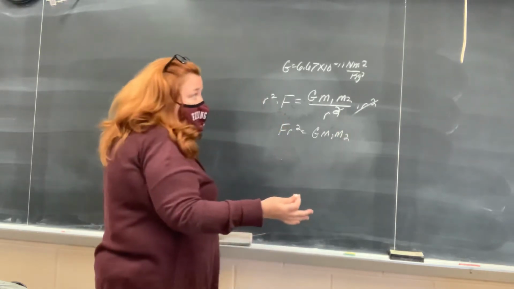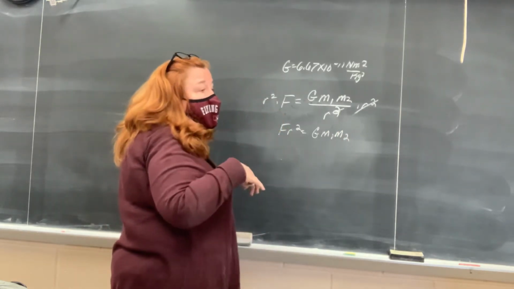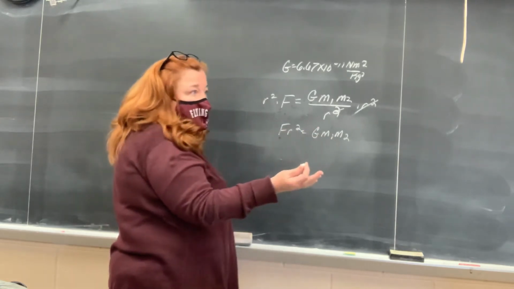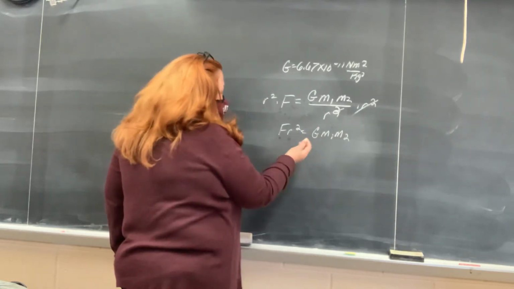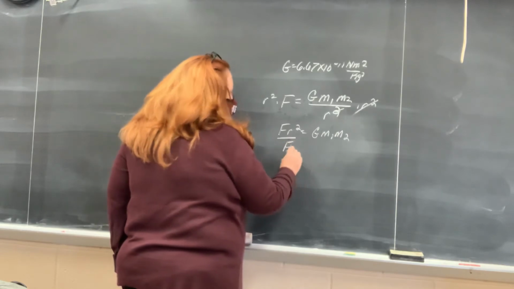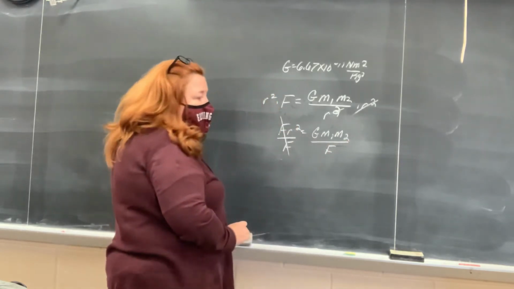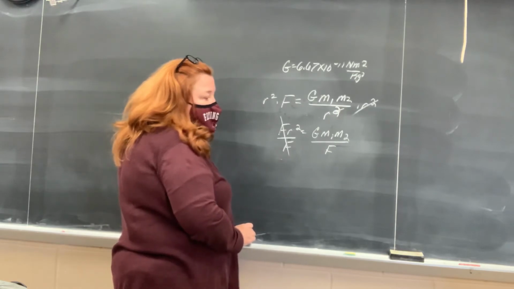So let's say they ask me for the radius of the Earth. They give me my mass, they give me the mass of the Earth, they tell me what the force of attraction is, which is basically your weight, and you want to find r. You do it the same way I did the other one, algebra. You divide both sides by f. That makes the f cancel out on the left side because anything divided by itself is 1.